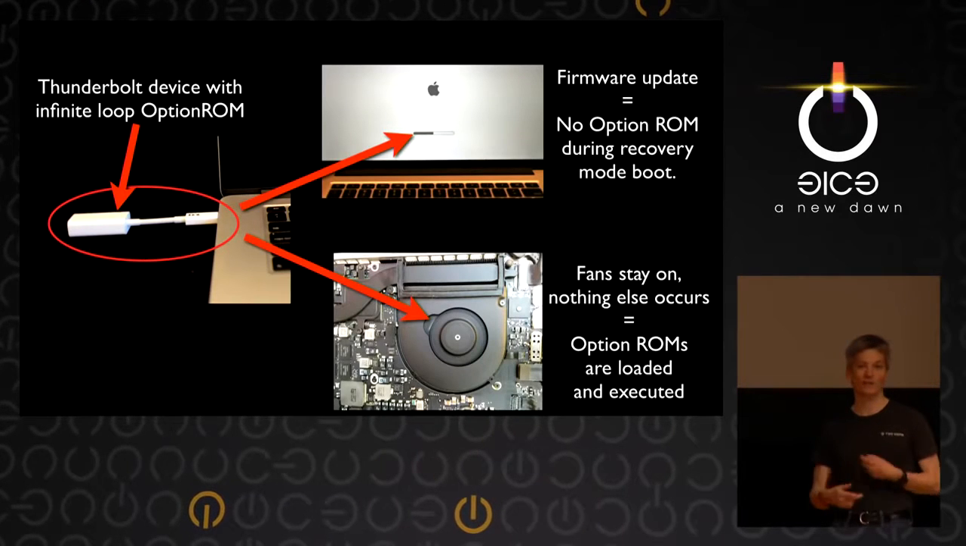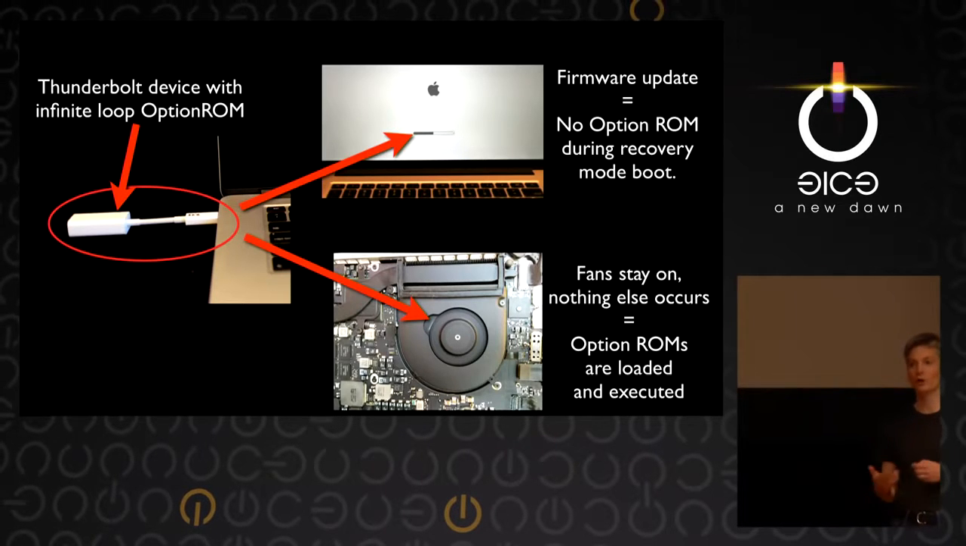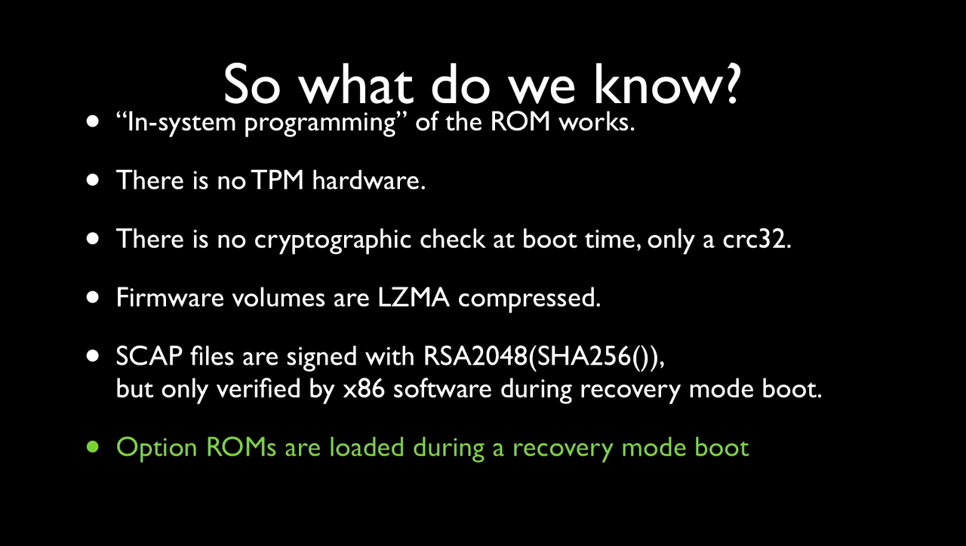So now if I connect the Thunderbolt device with that infinite loop option ROM and power on the machine after blessing an SCAP file, if it goes into the firmware update, that means that the option ROMs are not loaded during a recovery mode boot. But if the fans just spin and the machine appears to be bricked, then that means that the option ROMs are being loaded and executed. So, you guys know what the answer is. Yes, option ROMs are loaded during the recovery mode boot.